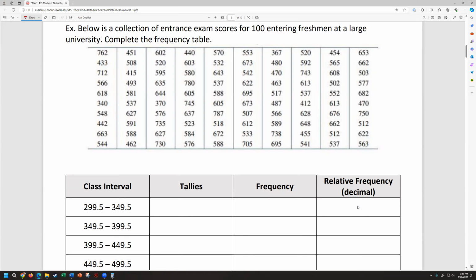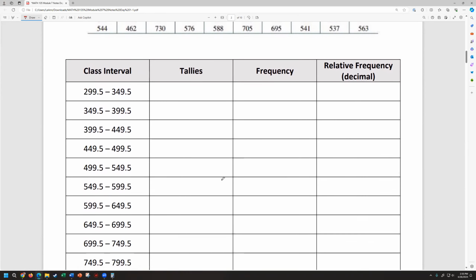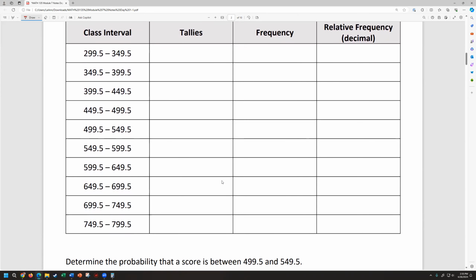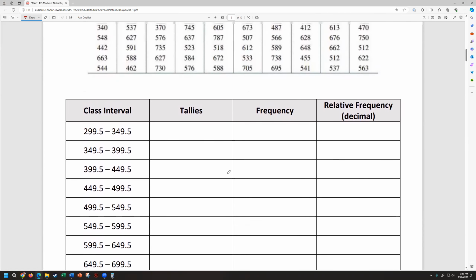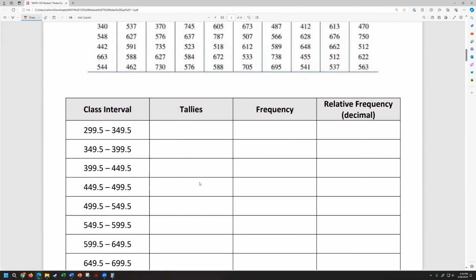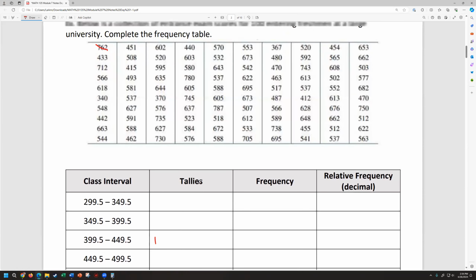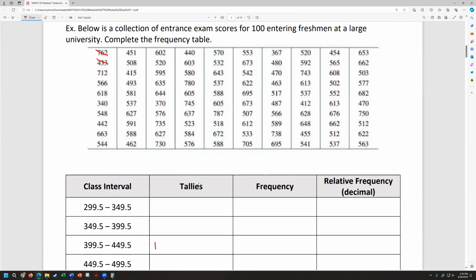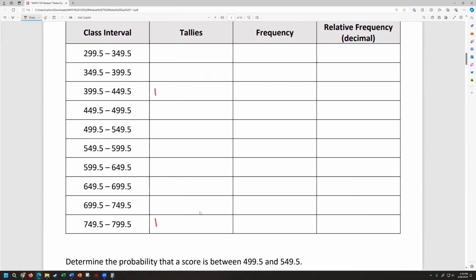So 762 is our first element, and that's going to fall into this last group from 749.5 to 799.5. So I'm going to make a mark there, just a little tally mark. I usually mark the number off up here so I know I used it. 433 is going to be between 399.5 and 449.5. 712 is going to be between 699.5 and 749.5.